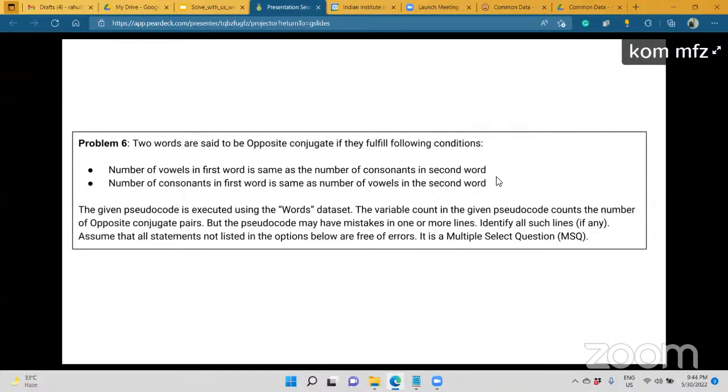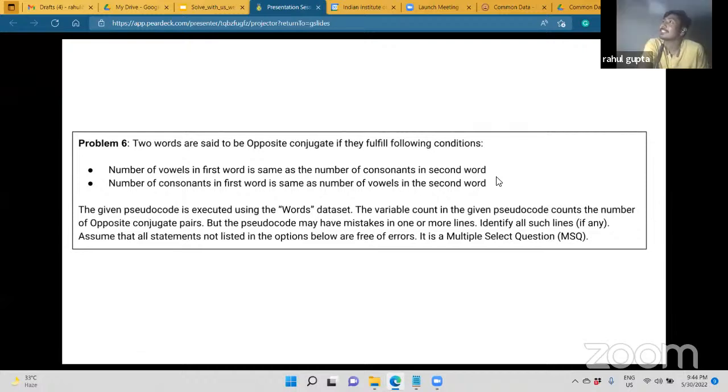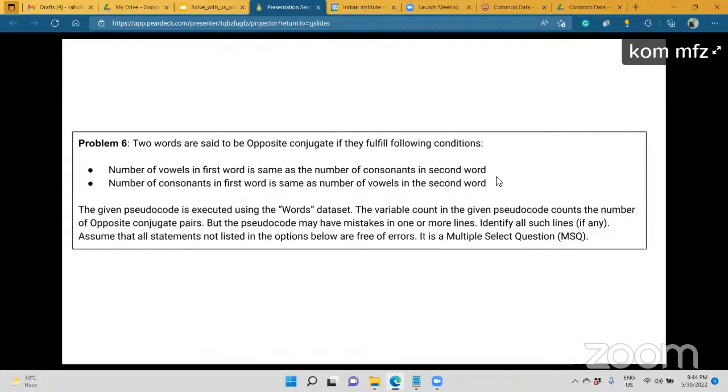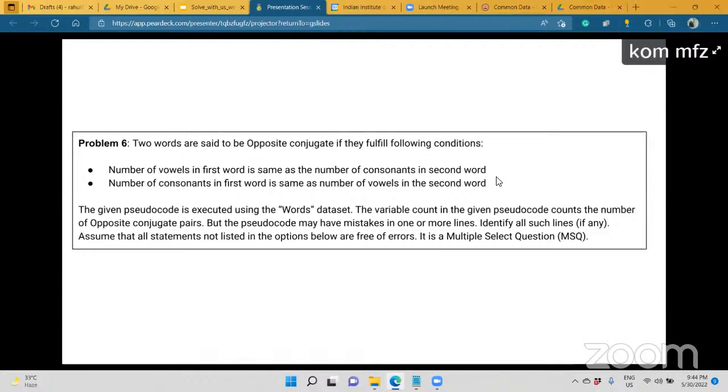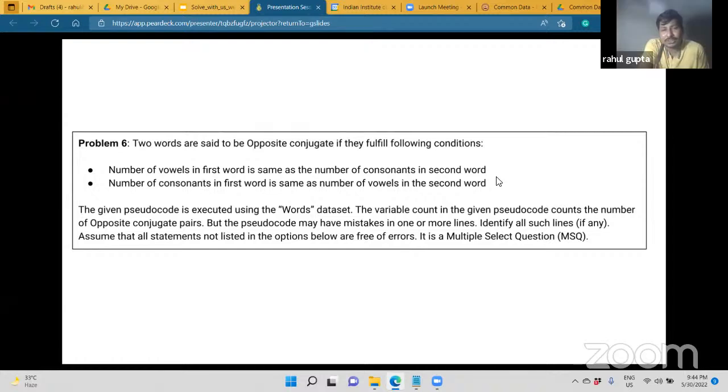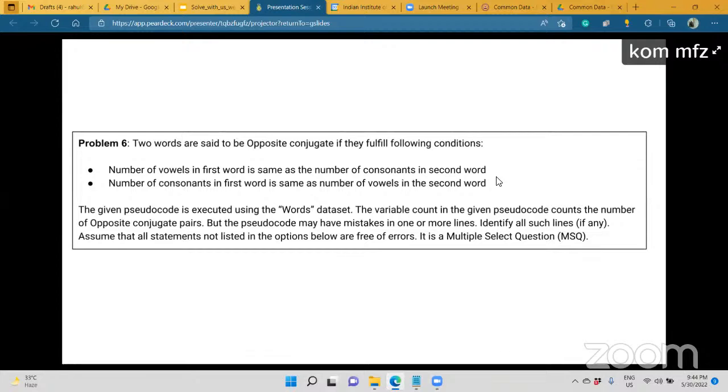Sir, can we take cat and dad? Cat and dad, yeah, correct. Cat and dog also. How can you say cat and dad? It's cat and dog. Same vowel. Sir, shall we consider the number of consonants as 2 in the word dad? The number of consonants in dad is 2. Sir, consonants need not be the same, no, sir.